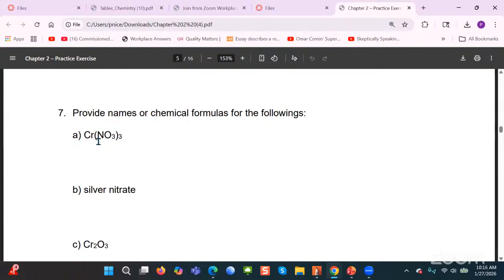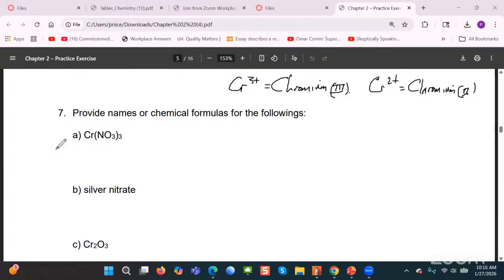So what you could do is refer to the table to figure out the name of this compound. In this particular case, you have to be careful because if you go to the table, you'll notice that there are 2 types of chromium ions. You have chromium 3 plus, which is known as chromium(III). That's a name, and the 3 is written in Roman numerals with parentheses around it. And then you have chromium Cr2 plus, and the name of this is chromium(II).